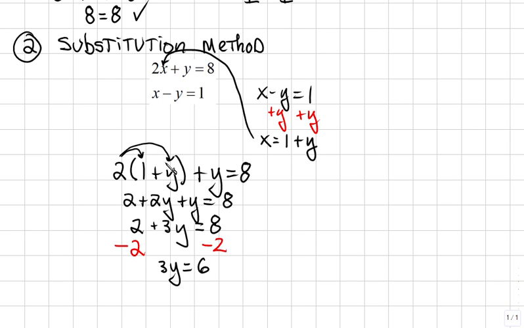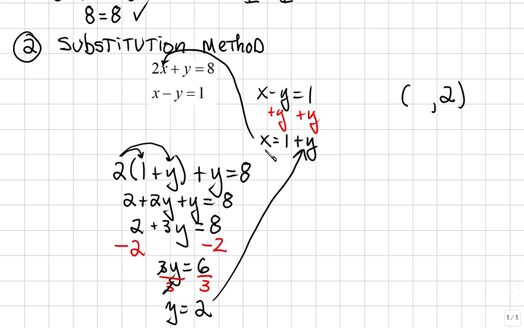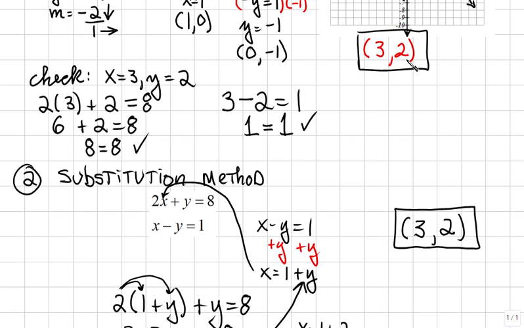Last, we'll divide both sides by 3 so that we can isolate the variable. And we get that the 3's on the left cancel, and y is equal to 6 divided by 3, which becomes 2. We now know the ordered pair solution, at least the y value, must be 2. To find x, we'll plug y into our first equation that we had solved for, and we'll be able to solve for x. So x equals 1 plus what y is, 2. And x equals 1 plus 2, or 3. And so, by the substitution method, we find the same answer, that the ordered pair is (3, 2).